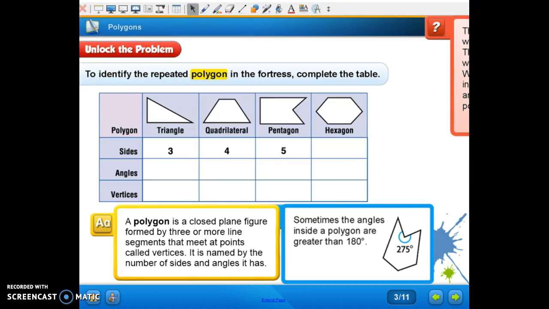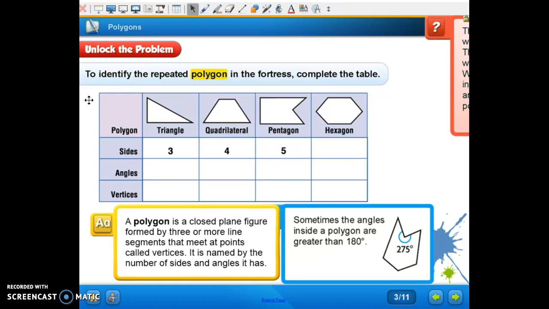Okay, so a polygon is a closed plane figure formed by 3 or more line segments that meet at points called vertices. It is named by the number of sides and angles it has. Sometimes the angles inside a polygon are greater than 180 degrees. So if we were to measure this angle, it would be more than 180 degrees. To identify the repeated polygon in the fortress, complete the table.